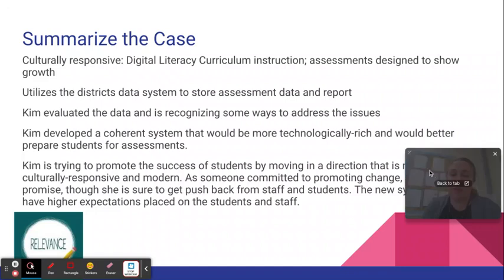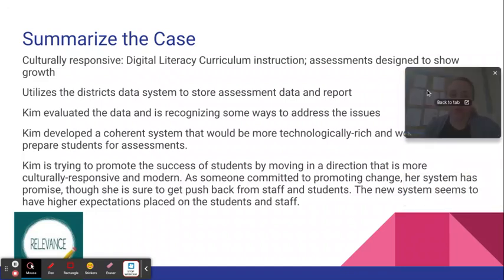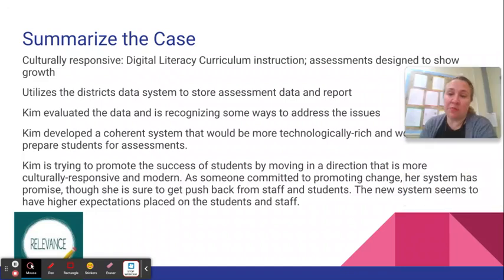Kim is trying to promote the success of students by moving in a direction that is more culturally responsive and modern. She's committed to promoting change, but she's likely to get pushback. The new system seems to have a higher expectation placed on students and staff. So, this is a major cultural change and is going to take a lot of work on every end.